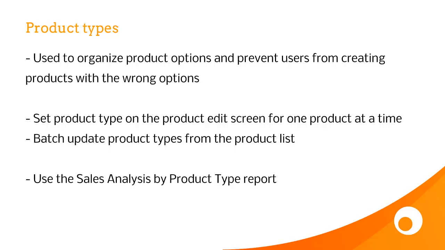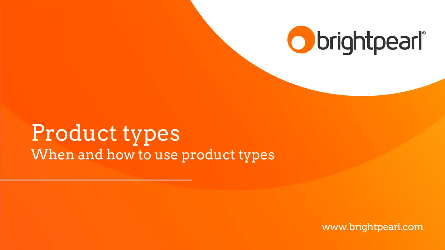So you can set the product type on the product edit screen for one product at a time, or you can batch update product types in bulk from the product list. And then once you've set your product types, use the Sales Analysis by Product Type report for some real business insight. And that's all you need to know about Brightpearl product types.